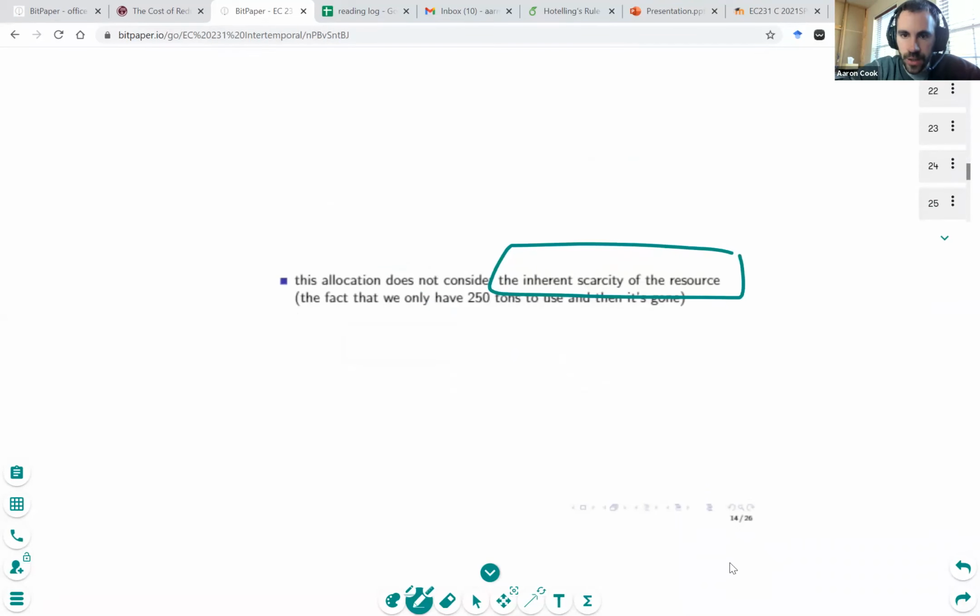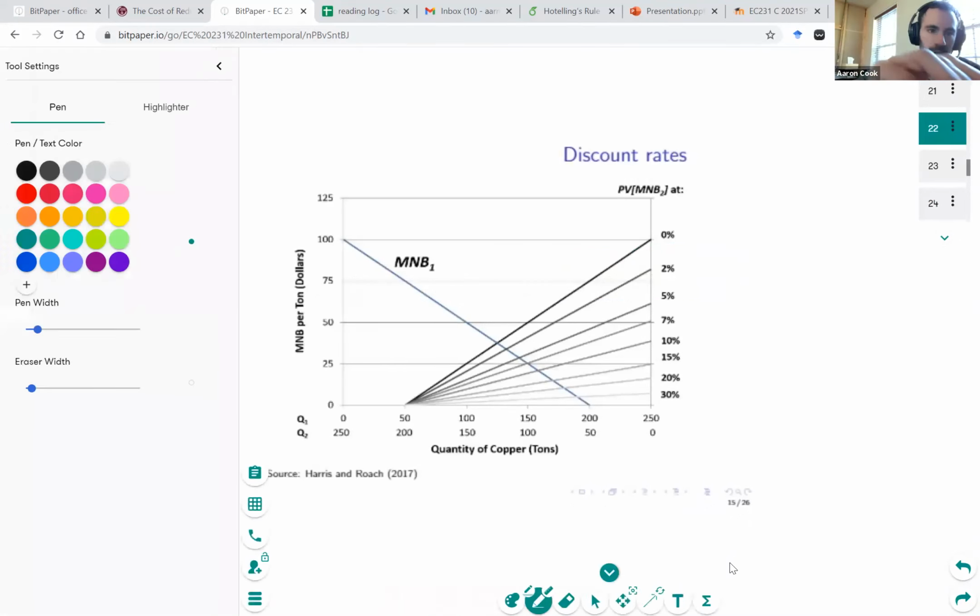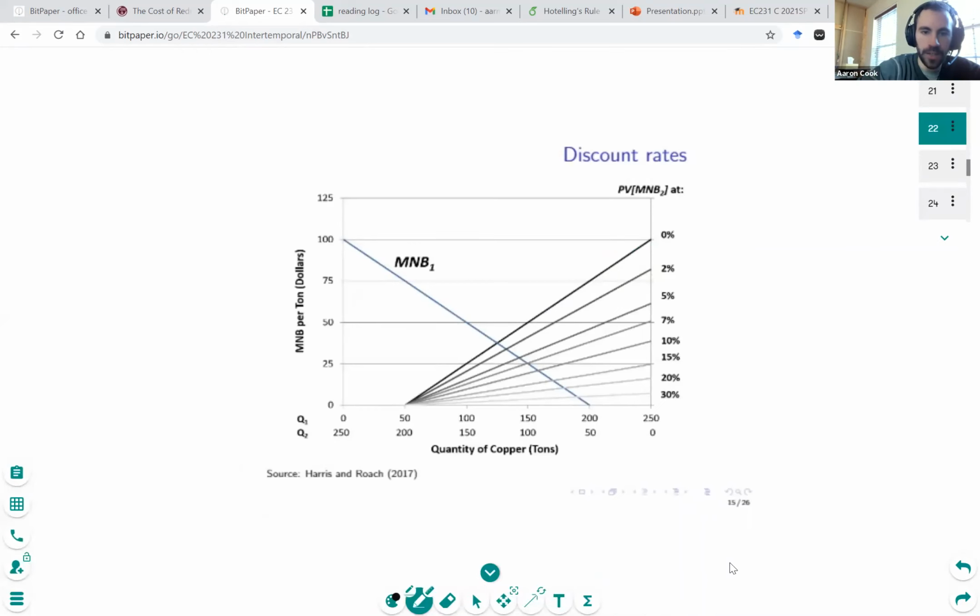I wanted to make just one point about discount rates here. So the original undiscounted marginal net benefit curve is given by this top line here that I just superimposed a thicker line on top of.